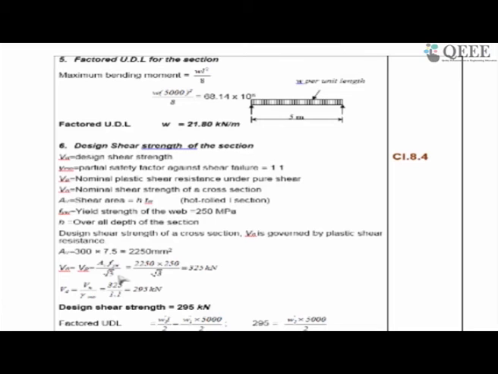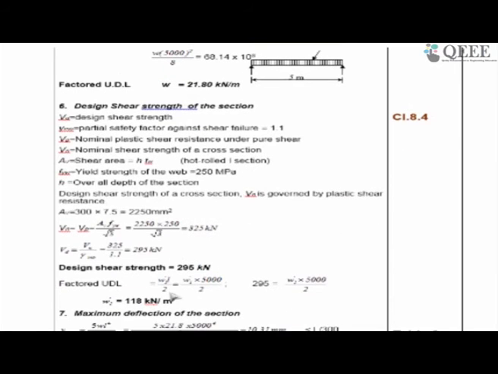I should have also put, this is called the nominal capacity in limit state design. When you divide by gamma, you get the design capacity. Okay, design strength of the web is 295 kilonewtons, and the corresponding UDL it can support for this, that is WL by 2, has to be less than 295. You get W should be less than 118.